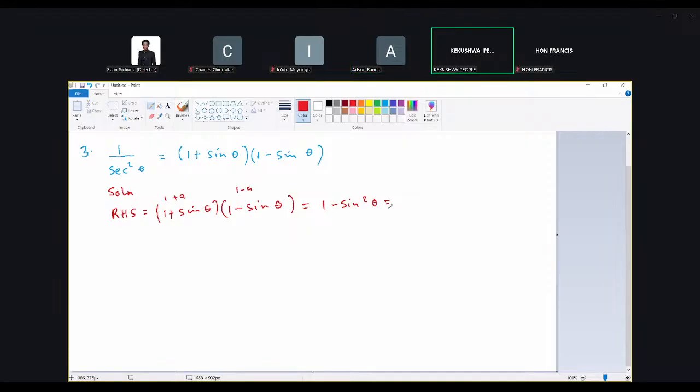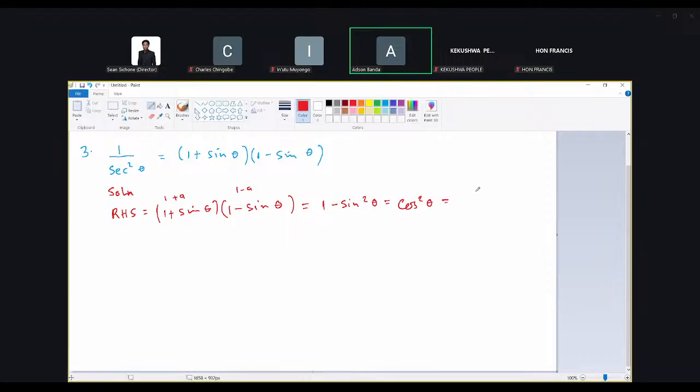So is it not cos squared theta? Yes, so you get cos squared theta in that case, which is identity number 3. So that is the cosine squared theta. Now, the cosine squared theta, if you look at what we have, we need 1 over sec squared theta. And you know what sec is.